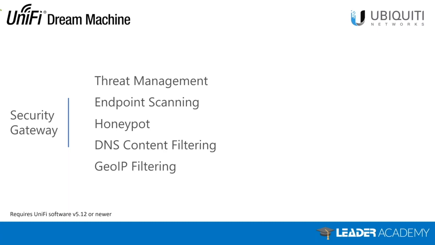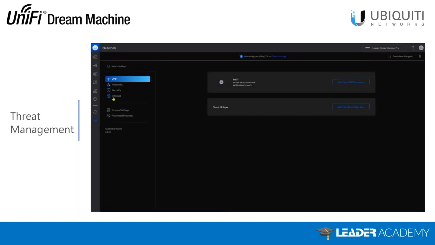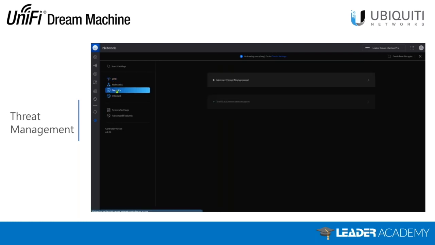So as we continue through, talking specifically about threat management, we want to make sure that you can enable some of these features and really tighten up that security. So I just want to give you a bit of a demo to see how this is done on the UDM Pro. As you can see here, we're just in the console at the moment. We're just going to jump straight down into the settings, network here, and then across into security. And then in security, as you can see here, we've got internet threat management and then also traffic and device modification. So we're just going to go into these particular ones here.